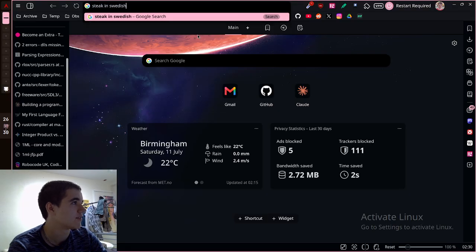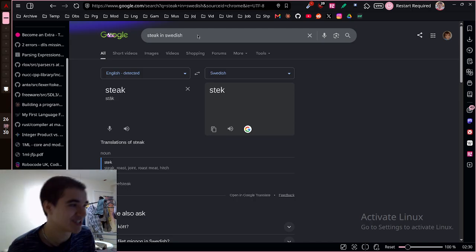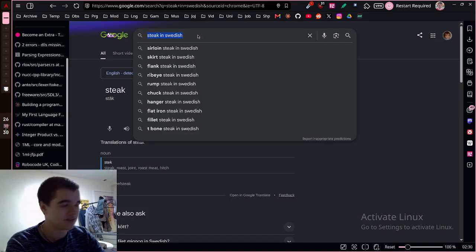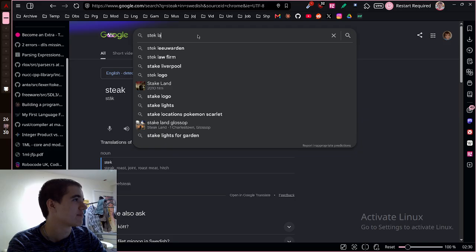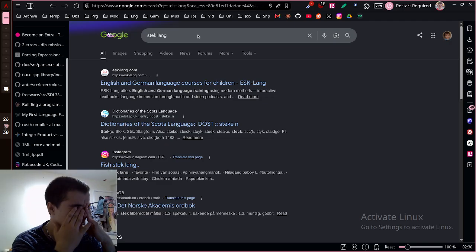Steak in Swedish. Steak. Chat, I'm calling my language steak. I use steak. Steaklang. Kojo, why'd you name it steak? I name it steak because I love steak and I love Swedish design.